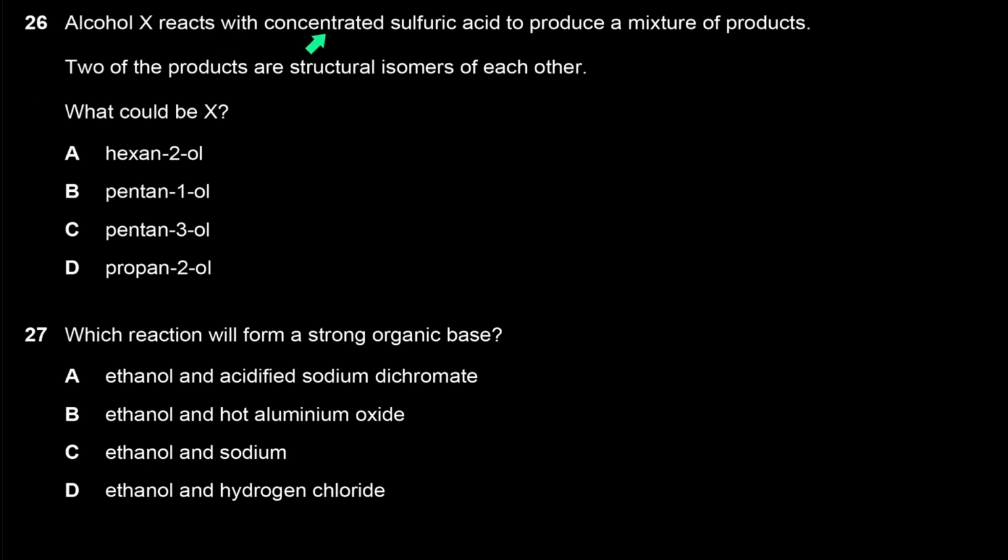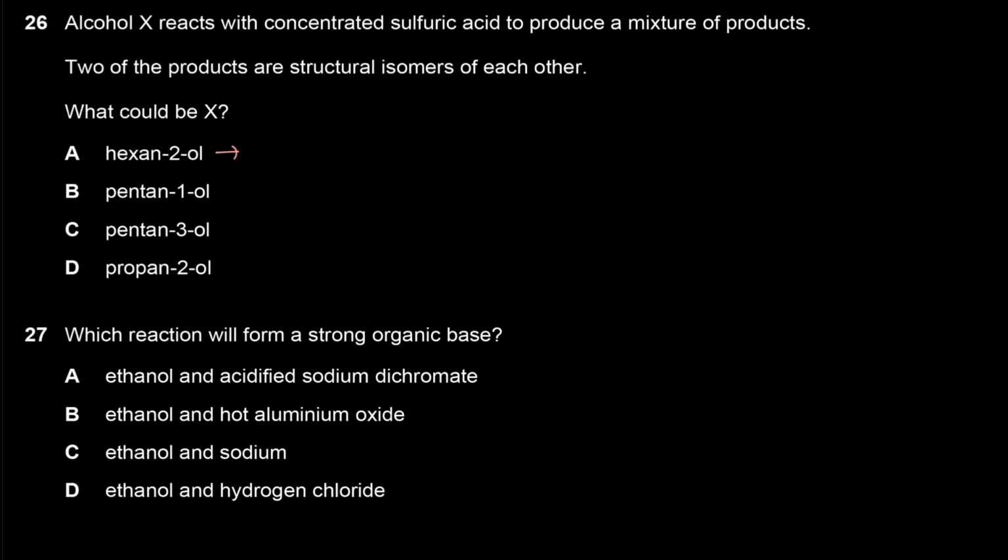Alcohol X reacts with concentrated sulfuric acid to produce a mixture of products. Two of the products are structural isomers of each other. What could be X? So what type of reaction is taking place when an alcohol is reacting with concentrated sulfuric acid?